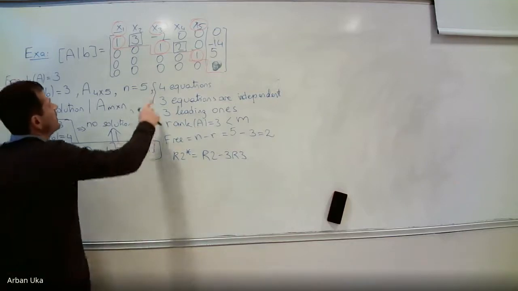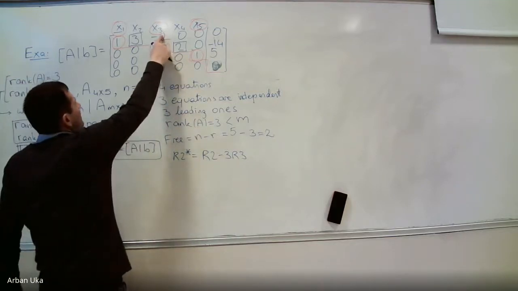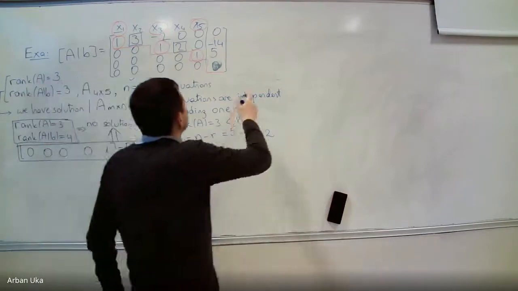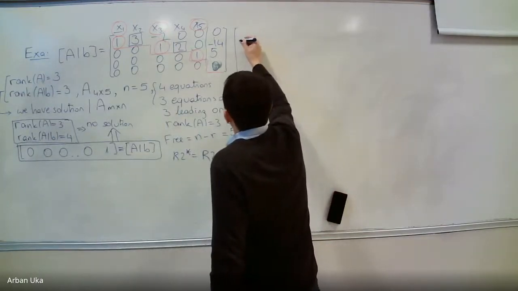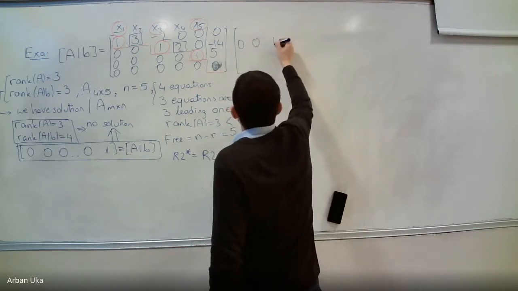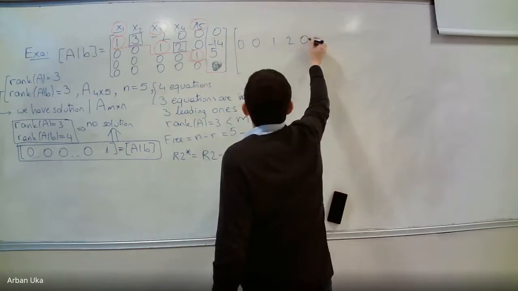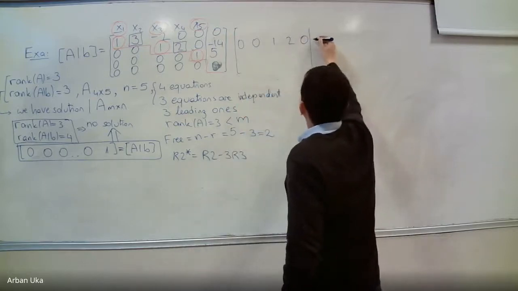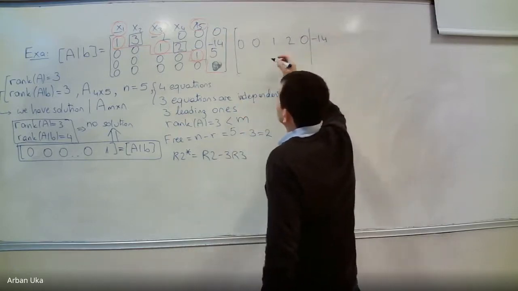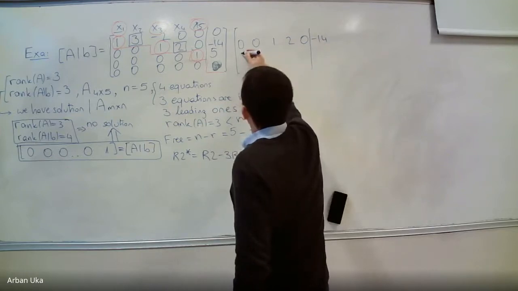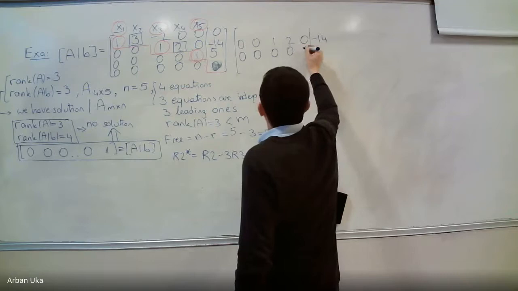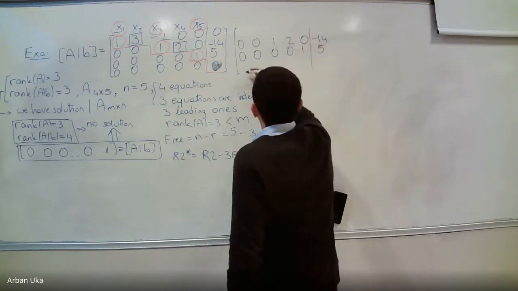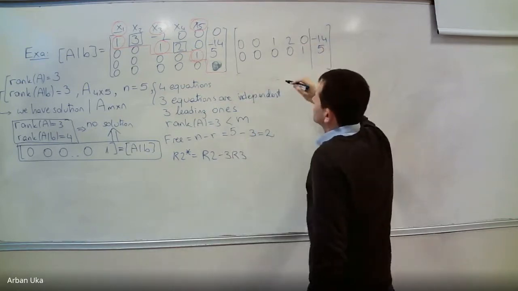The next step is we want to make the first row 0. Let's not write everything over there, but we have here the second row. This is modified: 0, 0, 1, 2, 0, minus 14. And here we have 0, 0, 0, 0, 1, 5. All zeros, let's leave them out for a moment.